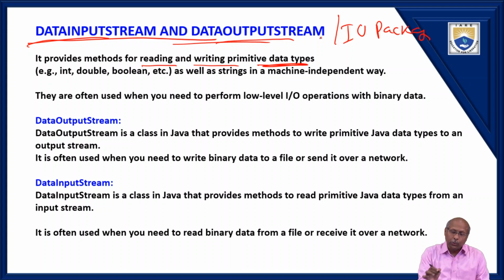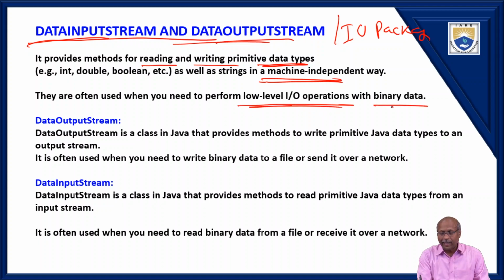Basically, these two classes are useful to read and write your primitive data directly, in a machine independent way. They are often used to perform low level IO operations with binary data. So whenever you want to do low level operations, you can use DataInputStream and DataOutputStream. Generally, DataInputStream is for reading purposes, DataOutputStream for writing purposes.